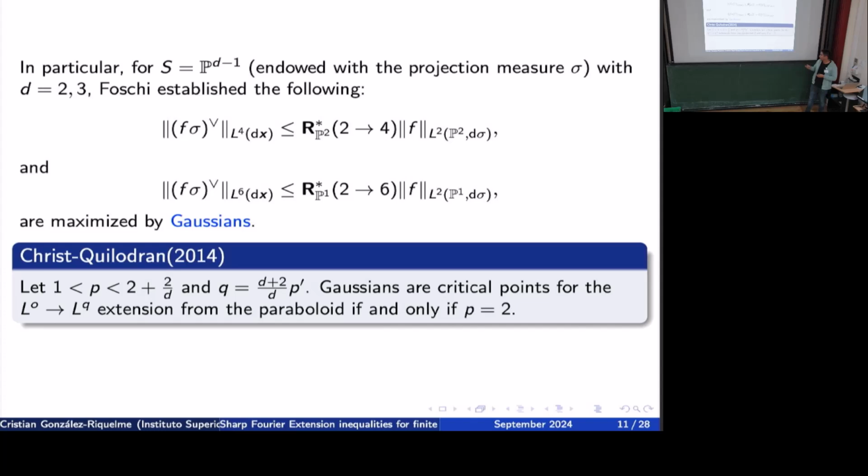That was proved by Chris and René Gilodran, who show that in order to be extremizers for this inequality, they also need to be critical points of some equations. So in particular, they are neither critical points nor extremizers whenever the exponent on the right-hand side is not two. So p equal to two is a particular situation, and you can expect another form of the extension estimate when p is different from two, at least with Gaussians.